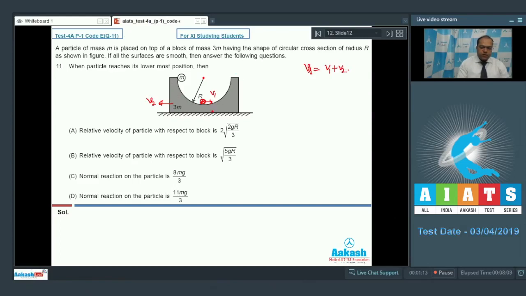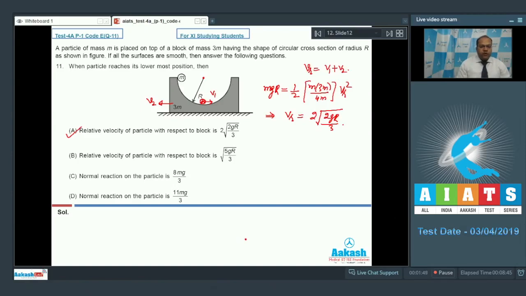Since the surfaces are smooth, so we can apply the principle of conservation of mechanical energy. So loss in potential energy is equal to gain in kinetic energy. So I can write mgr is equal to half into mu, where mu is reduced mass of system, m into 3m by 4m, into v relative square. So from here the value of v relative comes out to be 2 times under root 2gr by 3. So option A is correct and B is wrong.